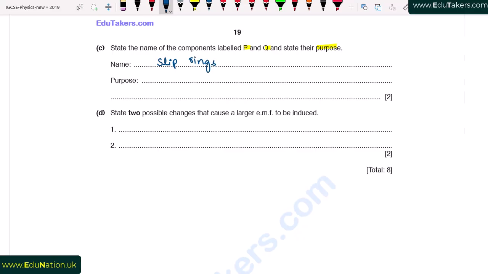And the purpose of these slip rings is to provide continuous connection while the coil rotates. Provides continuous connection when coil rotates.